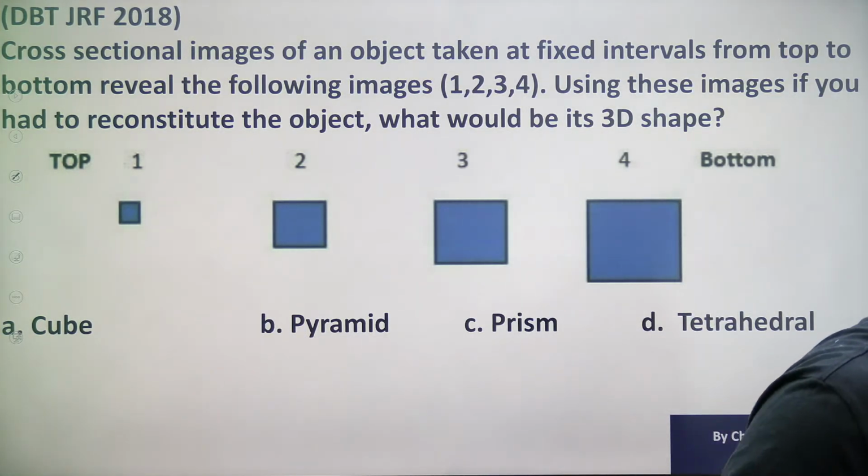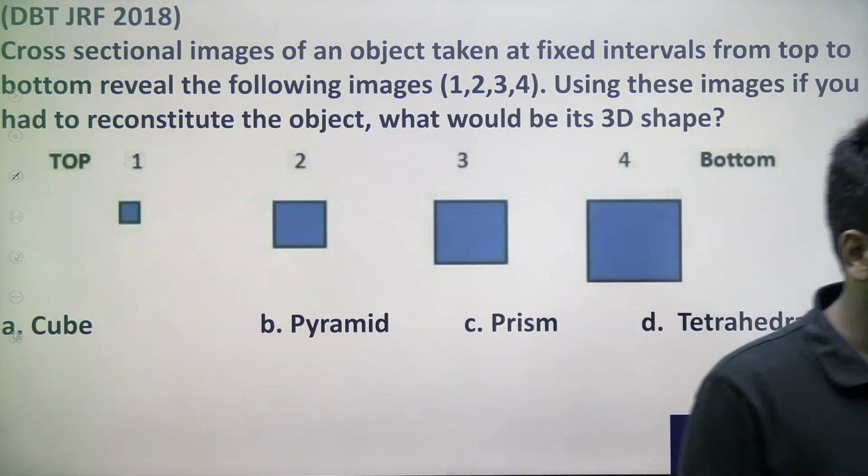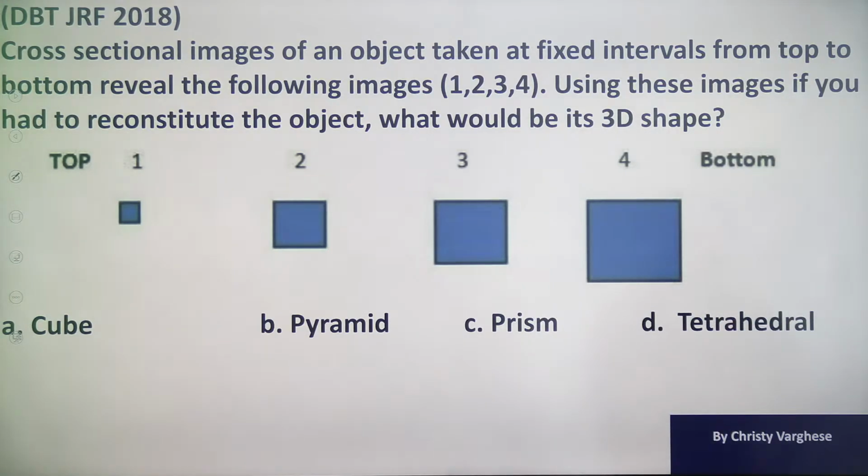Prism shape will give rectangles only, not squares. Rectangles, and the size of the rectangles are same, not different. Prism will give you, if you cut the prism, you will get same sized rectangles. Now, that's why prism is not the answer. Is it clear? Yes, Shreya.